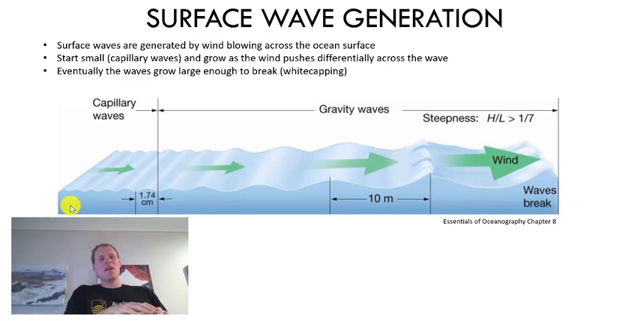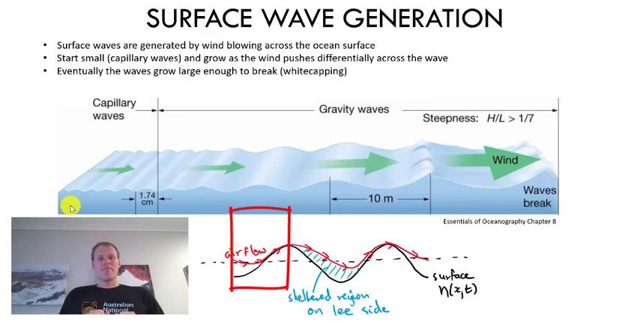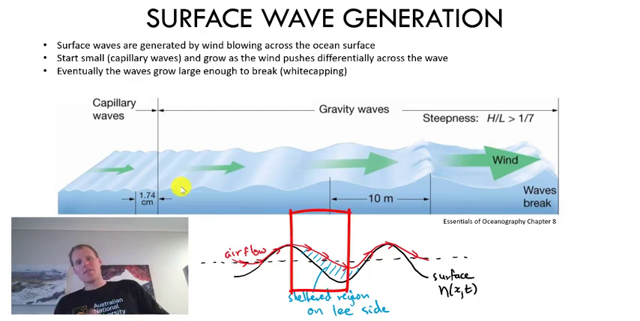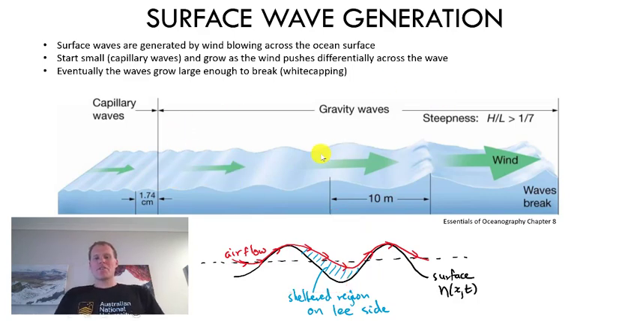So capillary waves. But the wind keeps blowing on these, and in fact it pushes differentially across the wave. Because the wind side of the wave sees the air pushing on it directly, that gets a little more force than the downward or lee side of the wave would, and so the wave tends to grow. So the wave gets bigger and bigger, and we get into this gravity wave regime. So we have a longer wavelength, but we also have a higher amplitude.